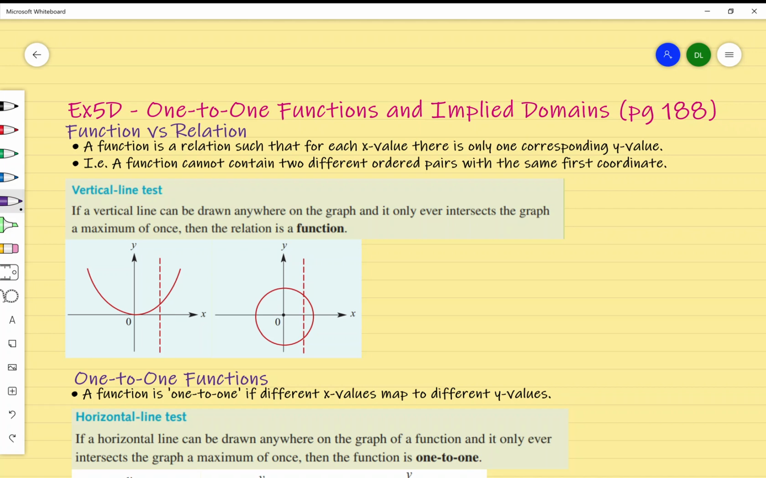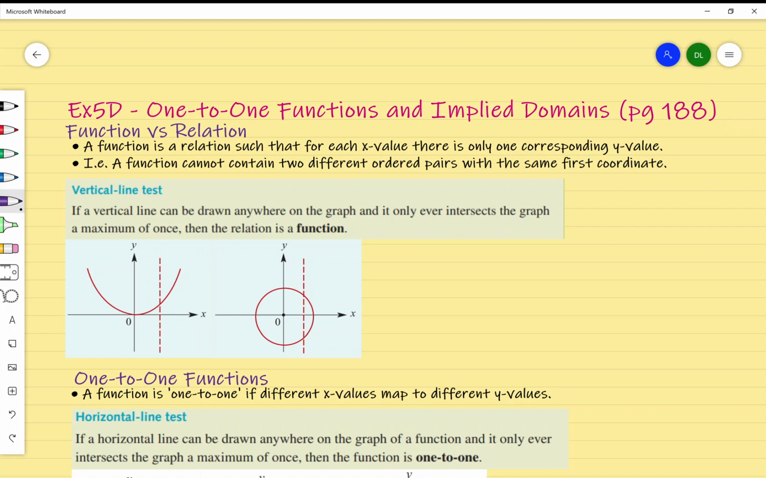But there's one bit which is the definition of a function versus a relation. A relation is a general term, something we talk about when it's kind of like an expression, when we have an equation, an equal sign involved. But a function is a type of relation such that for each value of x, there is only one corresponding y value. Now, your CAS calculator can't put in relations that aren't functions.